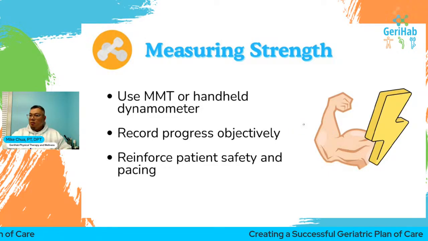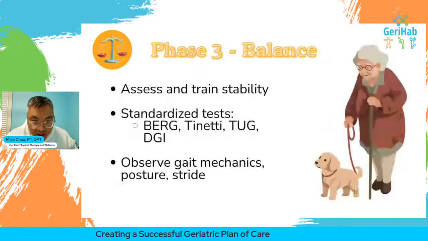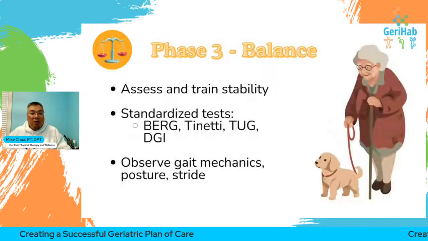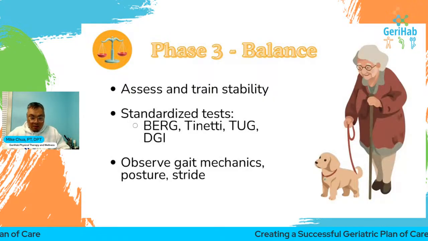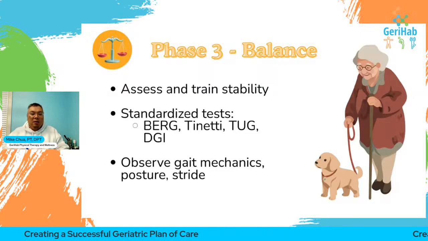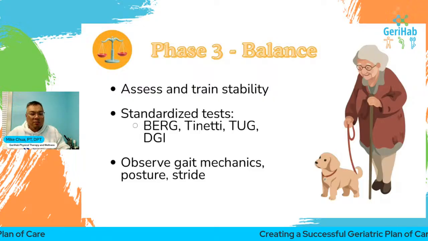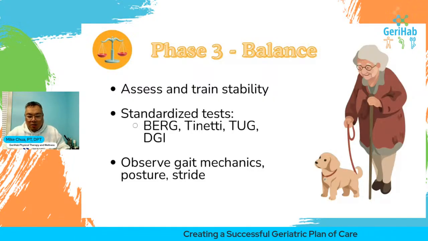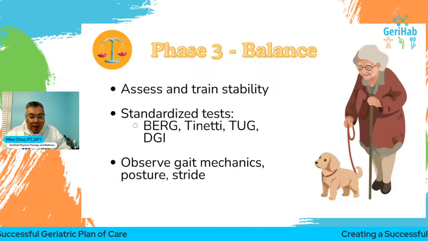Okay. Number three, phase three, is the balance. Learn how to assess and learn how to train stability. There are different standardized tests that you can use: the Berg balance test, Tinetti, TUG, and then Dynamic Gait Index or DGI. I use a lot of Berg because it's easier for me to implement. Tinetti, you can also use that. Whatever works for you. Okay.